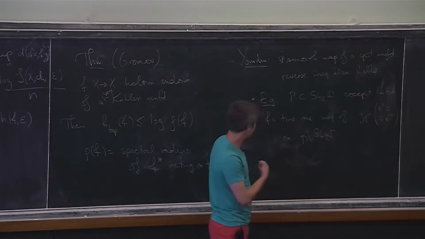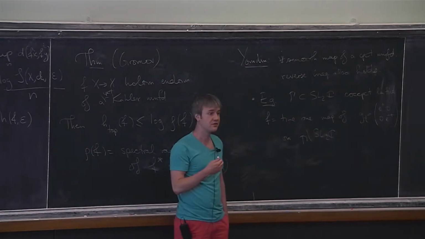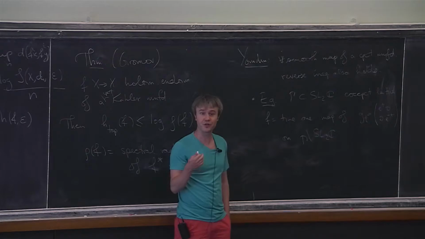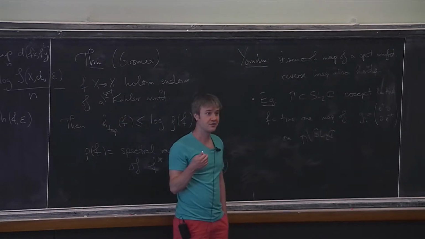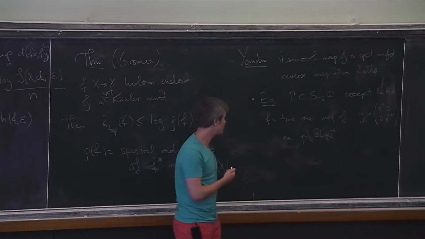And so what is the entropy of this map? Is it 0 or not 0? What do you guys know about the geodesic flow and negative curvature? It's not 0, right? So it has positive entropy.